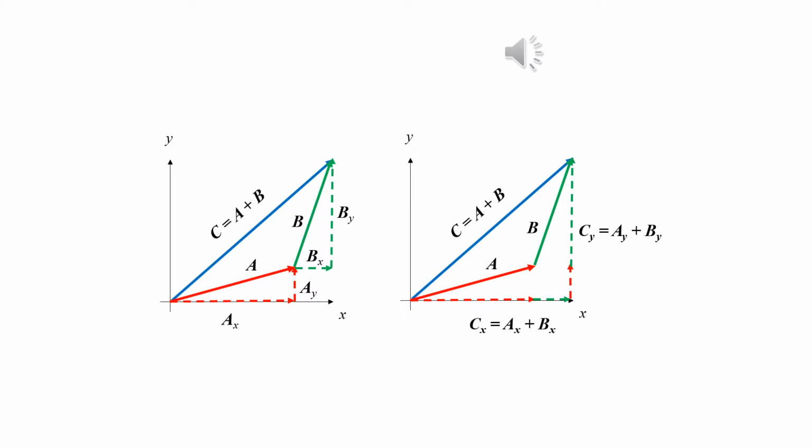And then if I want to find the length or the magnitude of vector C, I can just apply the Pythagorean theorem, Cx squared plus Cy squared, and then take the square root of that, and that will give me the length of vector C.